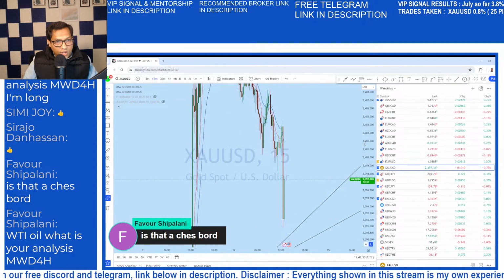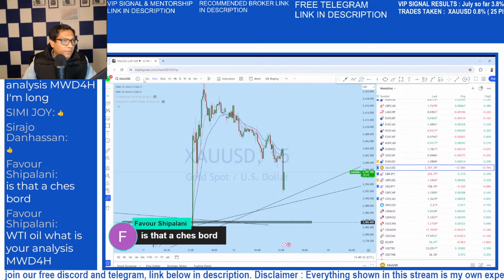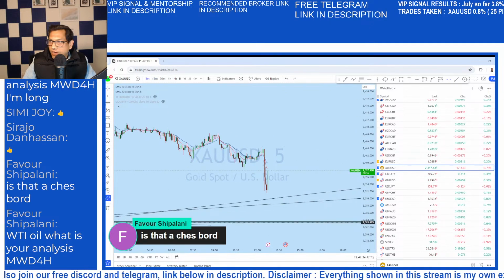It is possible to have a reversal on gold from this level, but I would like to see it having a full upside before we can enter.